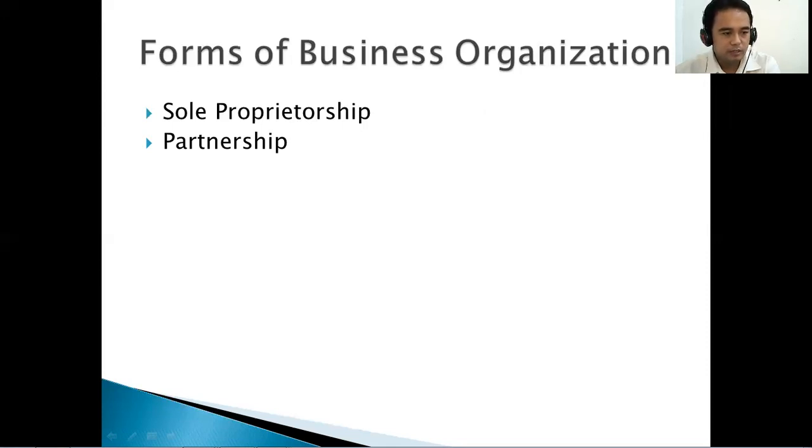The advantage is that it can be easily established, and in a partnership, since you start by having two or more partners, the investment is bigger compared to a sole proprietorship. But the disadvantage is almost similar to the sole proprietorship.